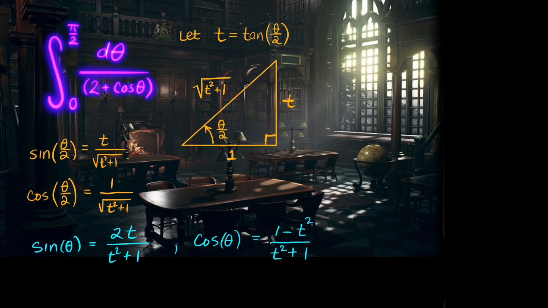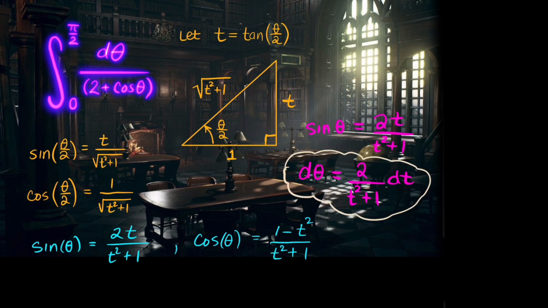Next, we take the expression that we just got for tangent of theta over 2, and we're going to differentiate both sides of that so that we can get an expression for d theta. And with a little help from either the quotient or product rule, however you like to use the differentiation rule here, we get d theta is equal to 2 over t squared plus 1 dt. So now we're ready to make some substitutions into our original integral.